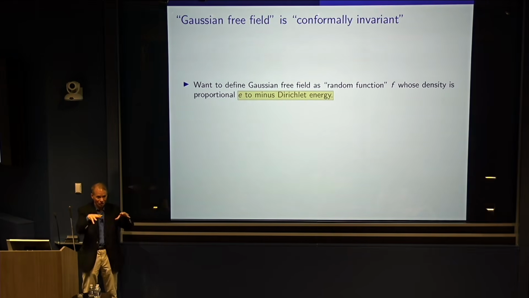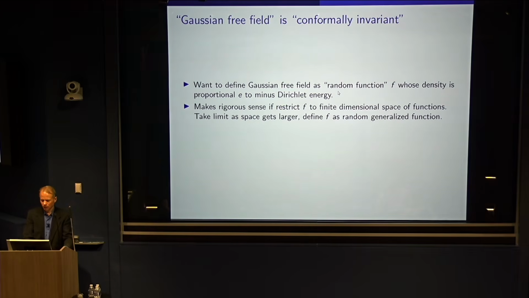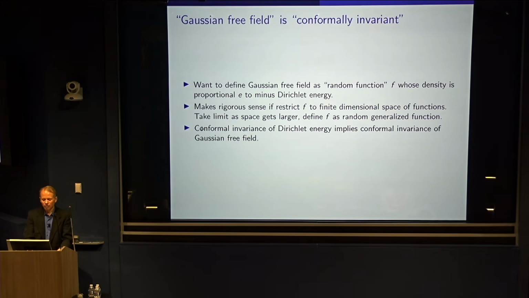So I need to assign a number to every function. And the number I assign is e to the minus its Dirichlet energy. And if I have a finite dimensional space of functions, that rigorously defines for me a nice probability measure. And I can restrict f to a finite dimensional space and make sense of that, take some limit as that space gets larger, and define f to be this limiting random generalized function. That's called the Gaussian free field. And the conformal invariance of this Dirichlet energy implies the conformal invariance of the Gaussian free field.